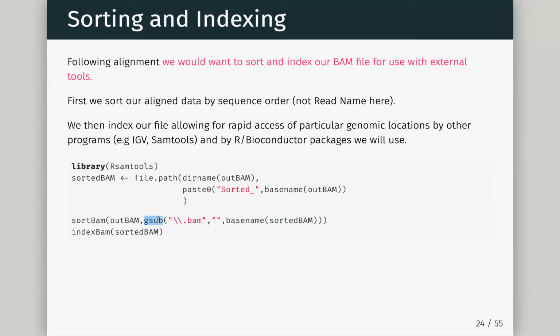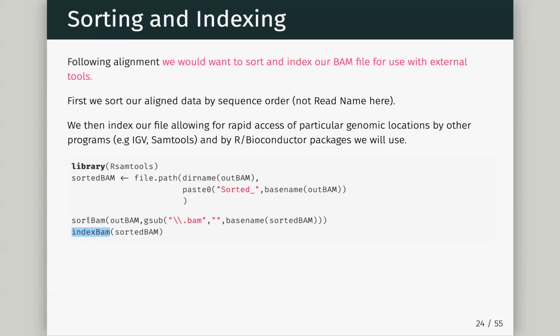I'm doing this gsub because I'm removing the .bam extension. If you remember, when you run sortBam, the file you're outputting should be the prefix, not the full path with extension. It should never end in .bam. Otherwise, it's going to create a file called sorted.bam.bam.